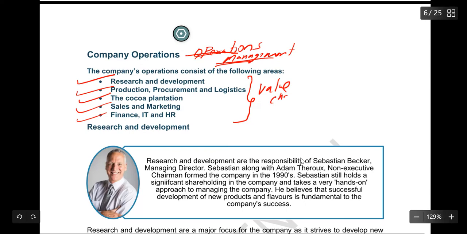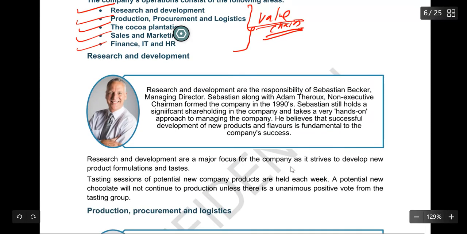What is that, students? I can connect this to something called what, students? Value chain. Research and development. Research and development are the responsibility of Sebastian Becker, the managing director. Sebastian, along with Adam Thorex, the non-executive chairman, formed the company in the 1990s. Sebastian still holds a significant shareholding in the company and takes a hands-on approach to managing the company.